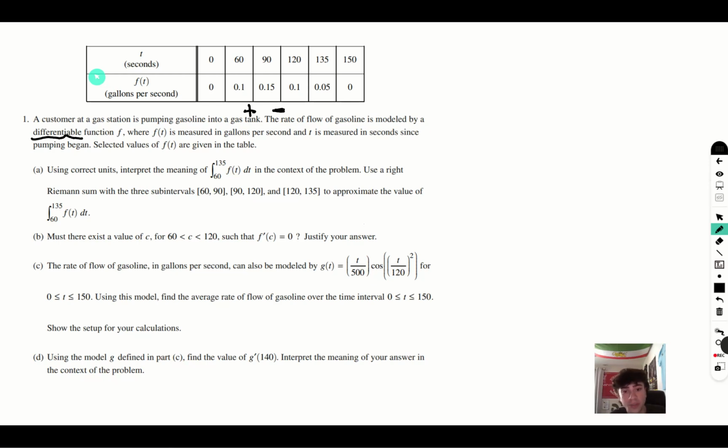It needs to go to 0 for it to go from positive to negative. And for this reasoning, f prime of c is going to be 0 between 60 and 120.